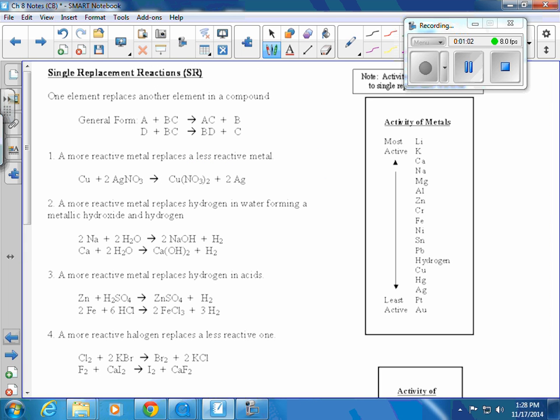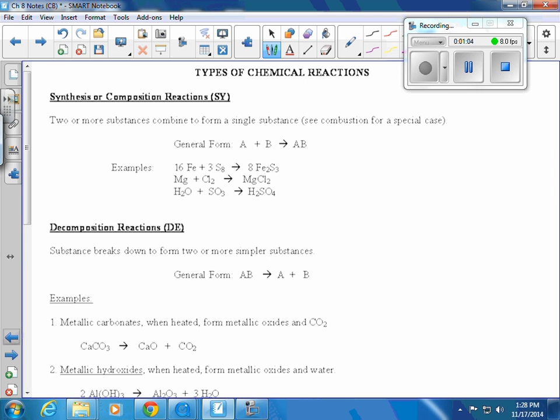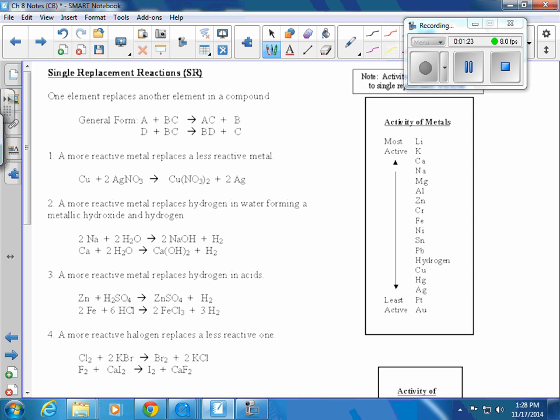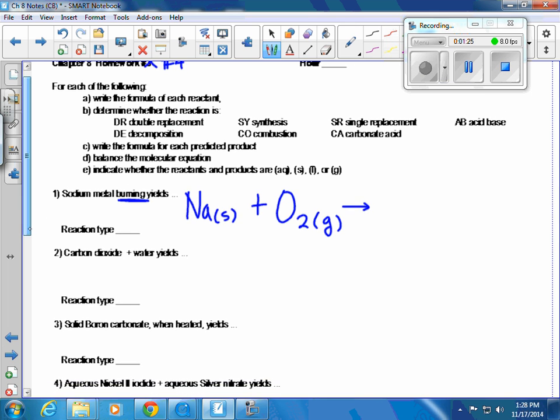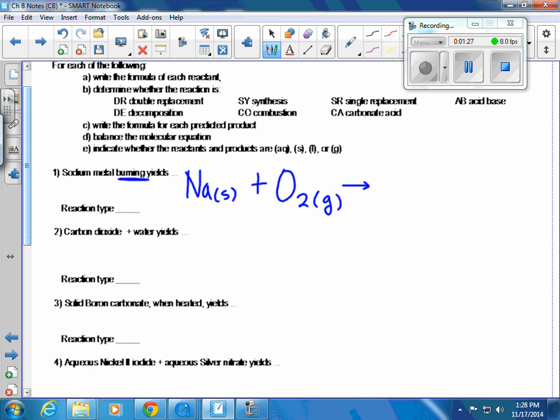Now, this is where you're really going to have to make friends with your gold sheet of types of chemical reactions. And for this first one, you can see that I have a single element and I have oxygen, which is diatomic, which also fits in this category and makes one compound. So I have a synthesis reaction. For these, you probably need to figure out what type of reaction you have first before you can continue on to write the rest of the formulas. So I have a synthesis reaction, so that means that sodium and oxygen are going to come together.